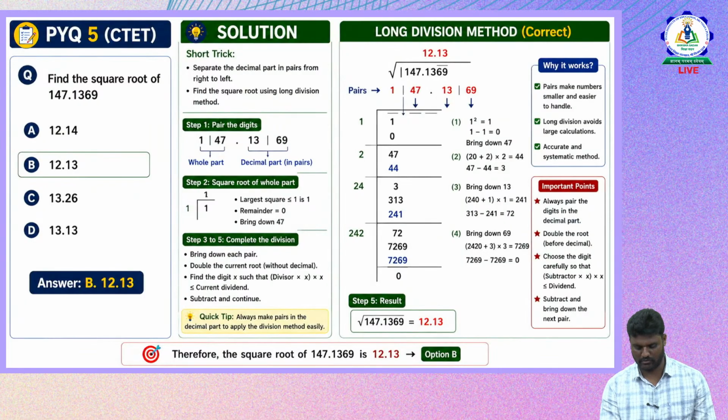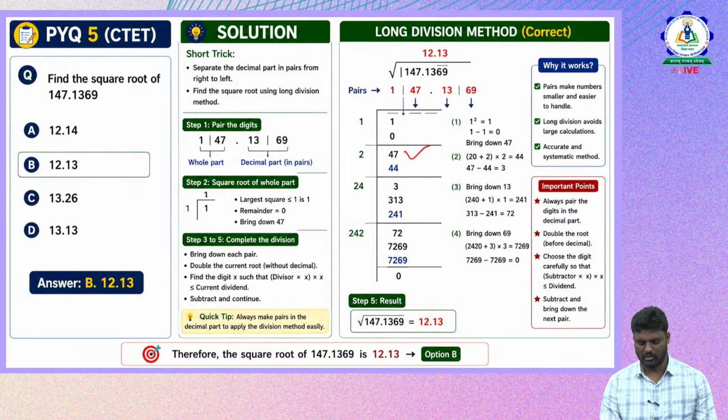So let us try to solve first for the square root of the whole part, 147. We divide it into pairs. 47 is one pair, 1 is the other pair. Now when you do the long division method, 1 is a 1, so the remainder is 0. Again we take 47, the next pair, as it is, and we double the quotient, so we get 2.